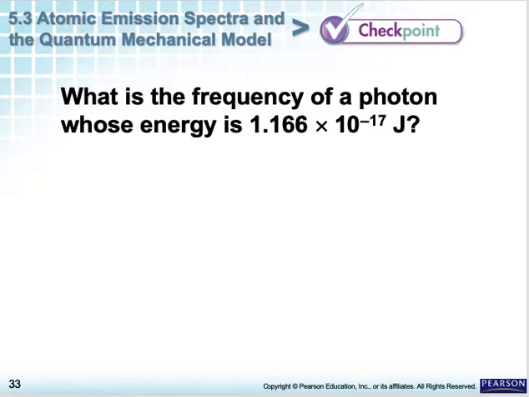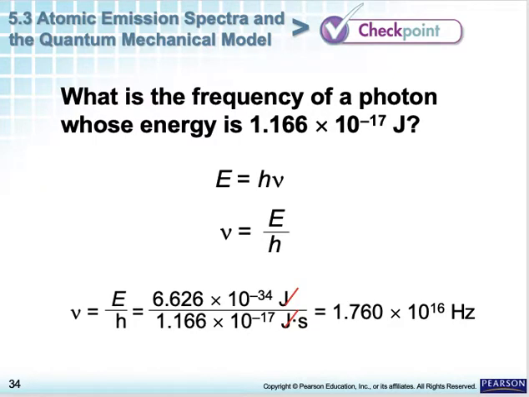What is the frequency of a photon whose energy is 1.166 times 10 to the negative 17th joules? So now we've given you energy and you're going to calculate how to get to frequency. So we're going to solve for nu, which is nu equals E over h. So energy divided by Planck's constant, and they've got that upside down, is your answer.